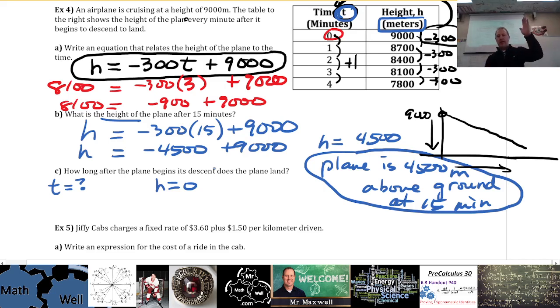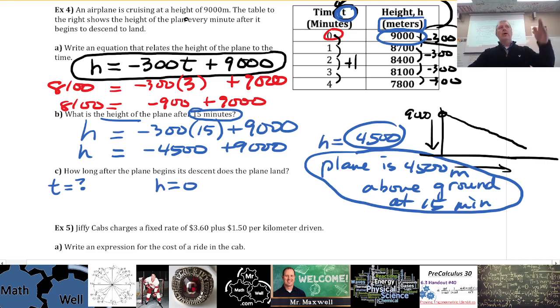Now, I just heard that 15 minutes after it's descended, it's exactly halfway to the ground. Look at that. 4,500 is half of 9,000. That is amazing thinking as well. So what might be your guess before we do any more math here? Half an hour. 30 minutes. That's top shelf right there.